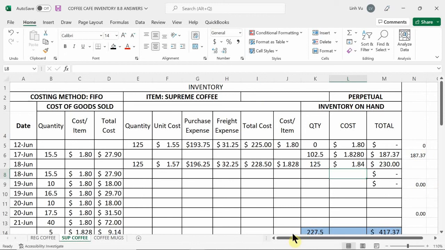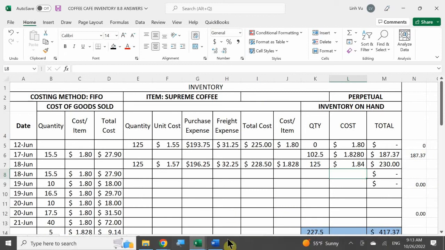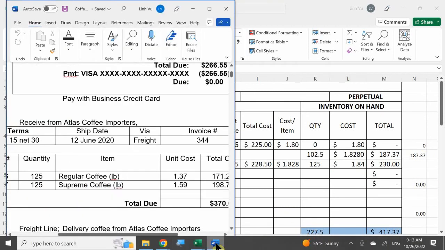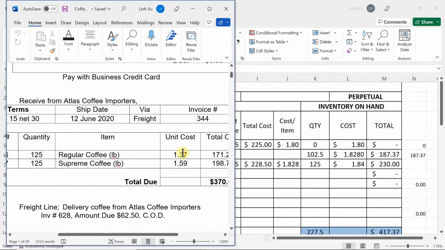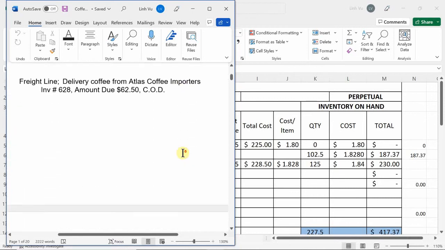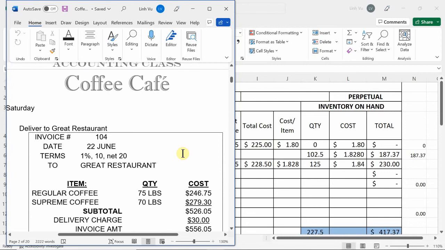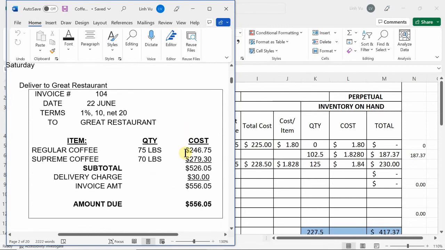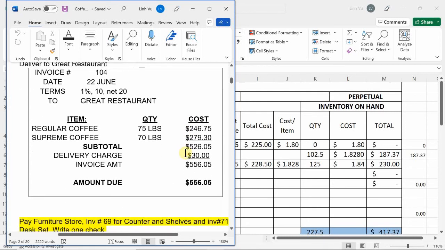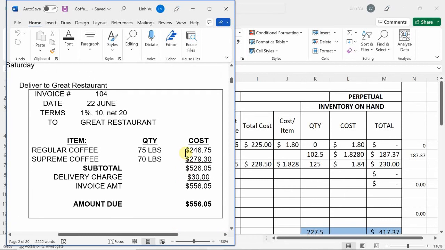Okay, good. So we completed the journal, the ledger, the subsidiary ledger, and the inventory worksheet. So we can now move on to the next one. Here we're going to deliver to Great Restaurant. We're going to deliver 75 pounds of regular coffee and 70 pounds of Supreme Coffee.